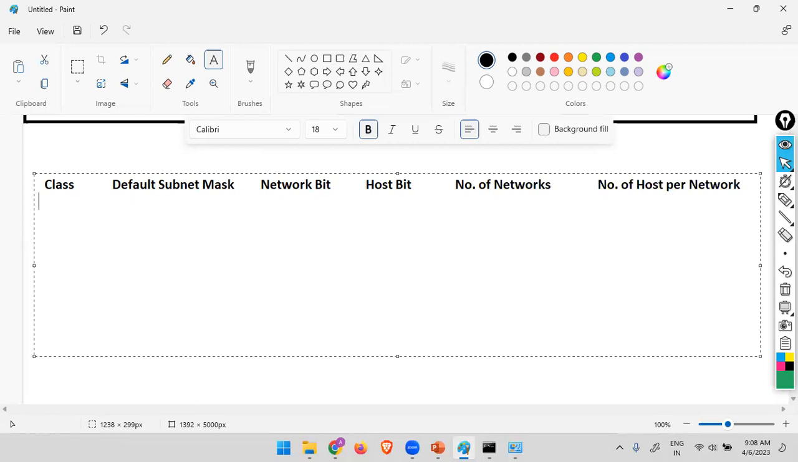Class A. Default subnet mask 255.0.0.0. Network bits, 8. Host bits, 24. Number of networks: 1 bit was reserved, so 1 bit is fixed, so 2 raised to power 7. Number of hosts per network, 2 raised to power 24 minus 2. And here you can also do 2 raised to power 8 minus 2, because of total 8 we have, but 0 and 127 we do not use.